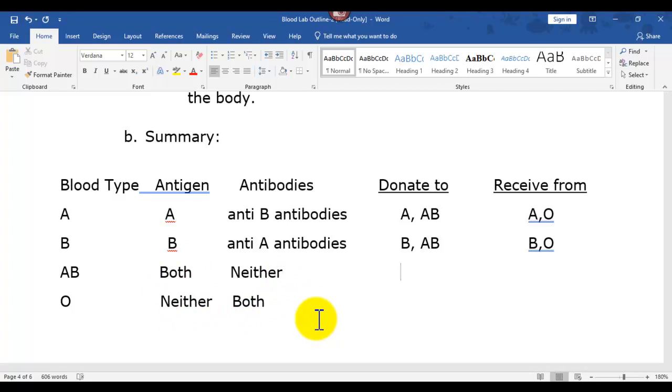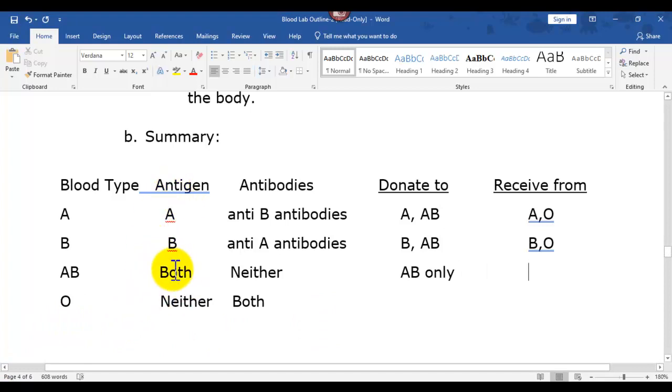If you're type AB, who can you donate to? Well, that's interesting. AB only. Here's why. If you're AB, you have both antigens. So you have an A and a B. So you can't donate to type A because they have B antibodies. You can't donate to type B because they have A antibodies. And I hope I said B antibodies up here. If you're type O, you have both antibodies. Then you got a full-blown war.